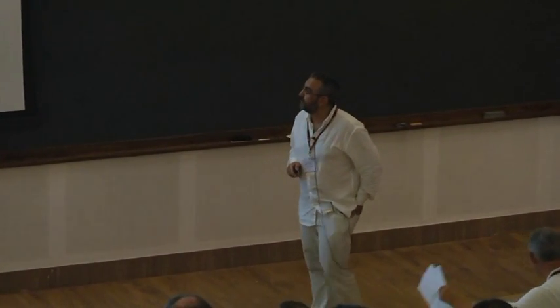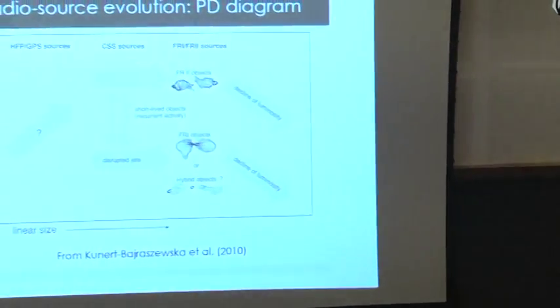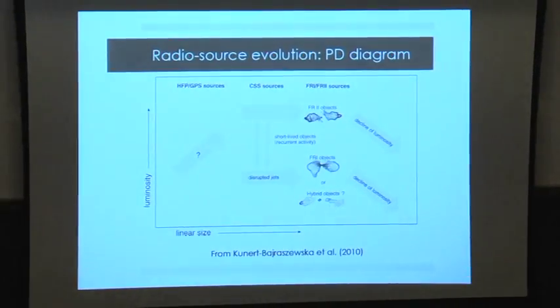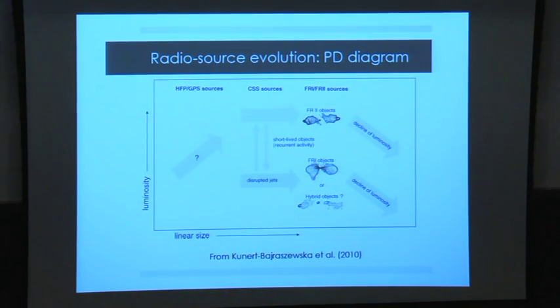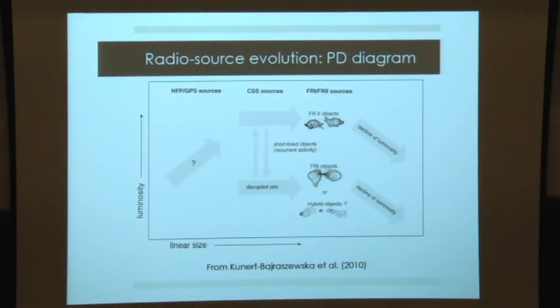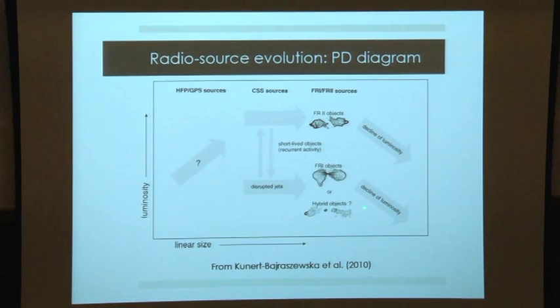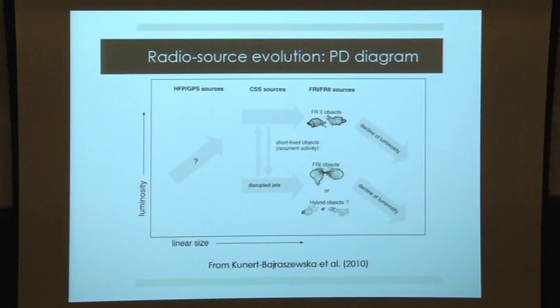I will be talking about the process that makes some sources different, the process that we think can make some radio sources much different from others. In this classical plot of luminosity and linear size, you can locate FR1 sources here and FR2 sources there.